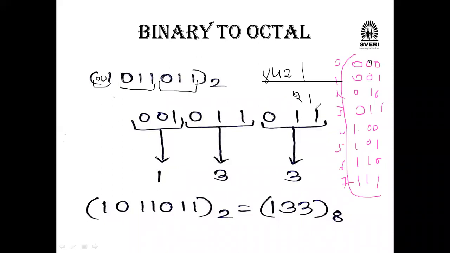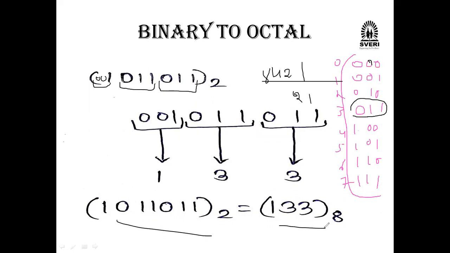Directly, 2 plus 1 is 3. Where is the formula for 3? 3 is nothing but 0, 1, 1. Here also 0, 1, 1 is there, which is 3. Only one term is there, that is called 1. So this binary number is converted into an octal number, that is called 133. It is converted here.